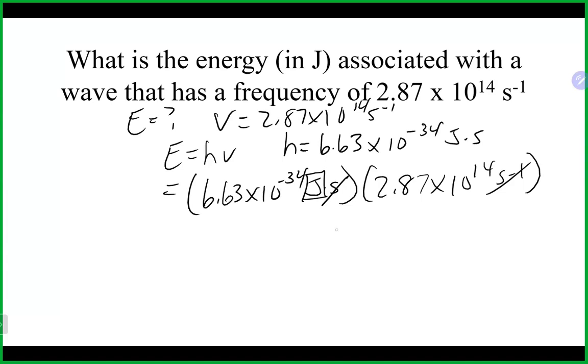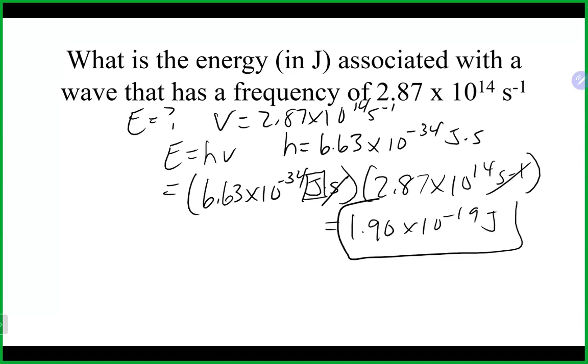Looks like 1.90 times 10 to the minus 19 joules. Questions on that calculation? So you do need to know those two formulas there. Again, they are E equals h times frequency, or c equals the wavelength times frequency, to be able to solve for energy, wavelength, or frequency, depending on what is given to you. Any questions?